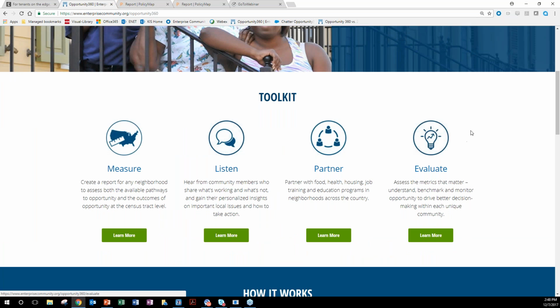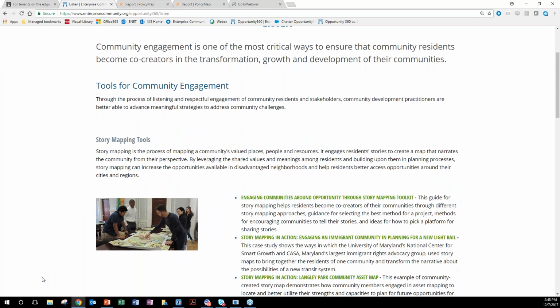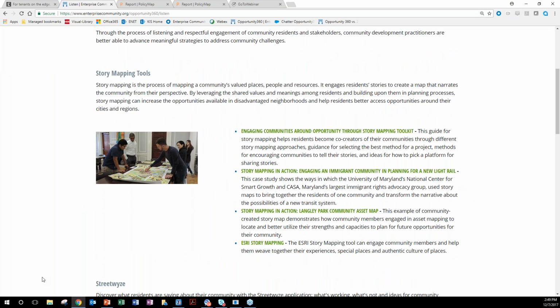There are listen tools, partner tools, and evaluate tools that allow us to listen to residents very carefully and thoughtfully. So things like story mapping. Some of you may have done that. I think of story mapping as a set of tools that really allow you to take back the narrative about what's happening in your community.